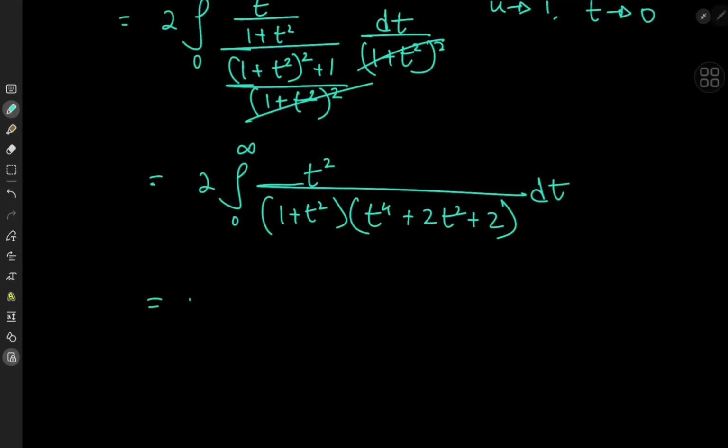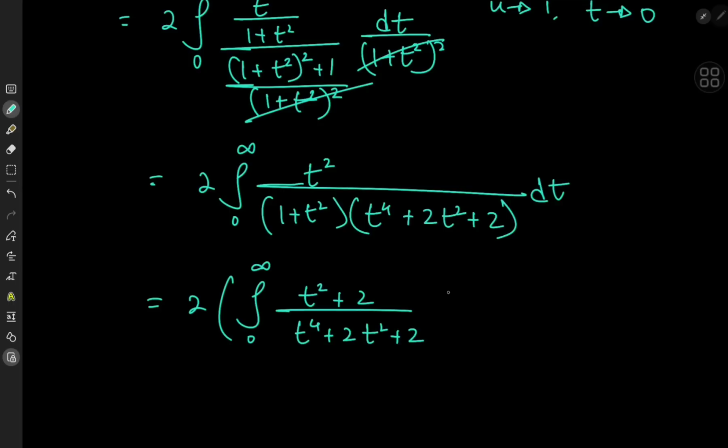So we have twice the integral from 0 to infinity, after the partial fraction decomposition that I've written here somewhere. Yeah, we get t squared, terribly sorry about that. We have (t squared plus 2) divided by (t to the 4th power plus 2t squared plus 2), minus 1 by (t squared plus 1), integration with respect to t, of course. Okay, cool. I didn't really need the parentheses.